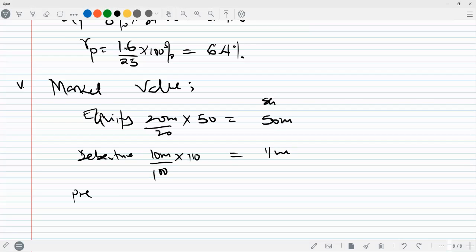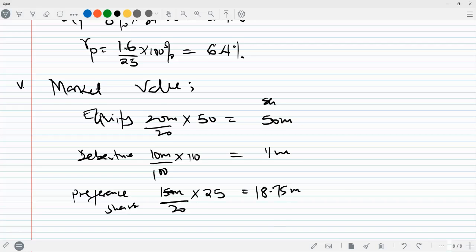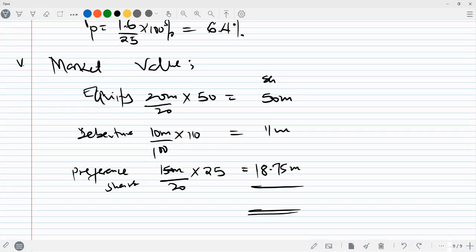Then we get the market value of preference shares, which equals the number of preference shares issued. The total nominal value is 15 million. The nominal value per preference share is 20, therefore divided by 20. We multiply by the market value per preference share, which is 25 as per note 5. This gives us 18.75 million as the market value of the company's preference shares. Total market value, therefore, 29.75.